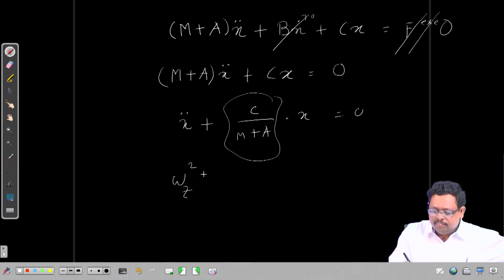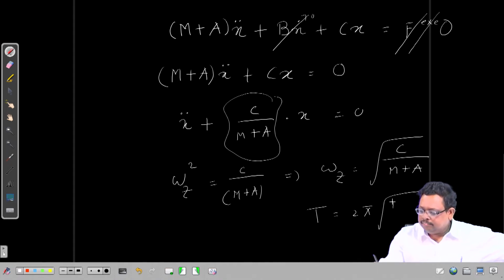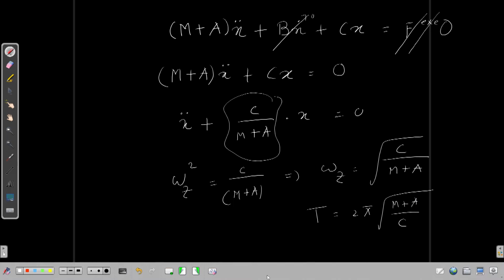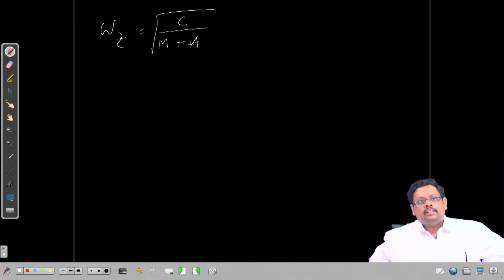So, we know that omega z squared is c divided by (m plus a). From here we get omega z equals square root of c divided by (m plus a). That is a very common thing, everybody knows. Similarly, we can find the time period, which is 2 pi times the square root of (m plus a) by c. This is very important for us, right. So, omega z is the restoring coefficient c divided by mass plus added mass.